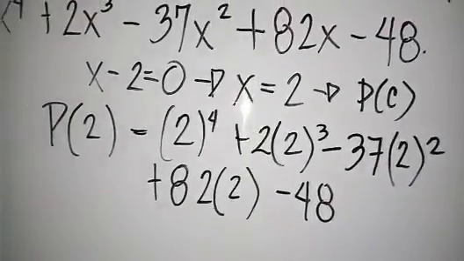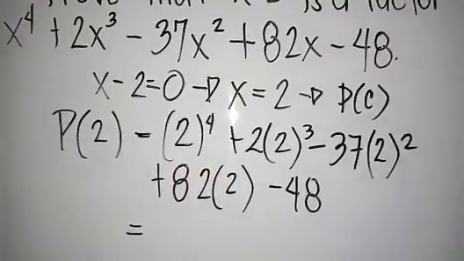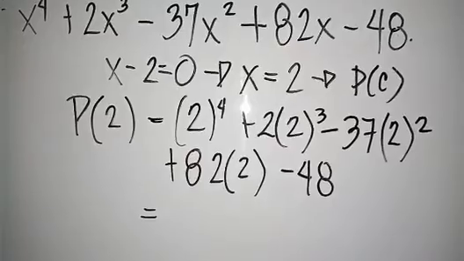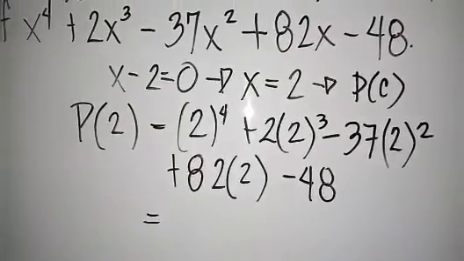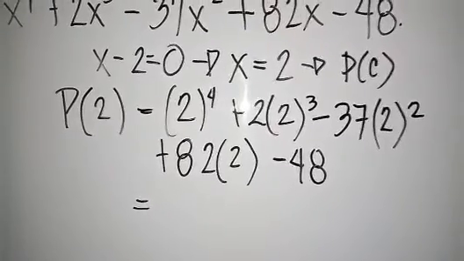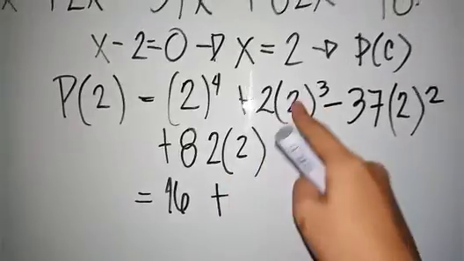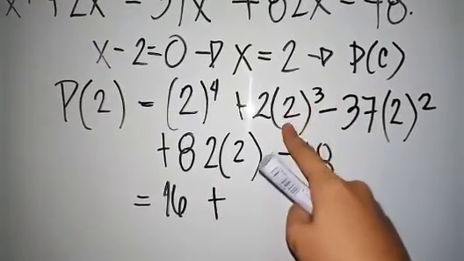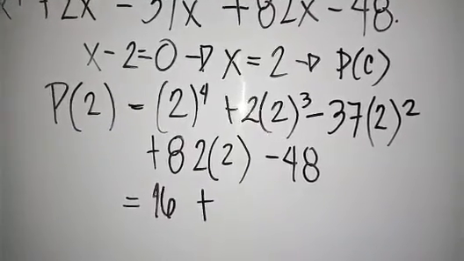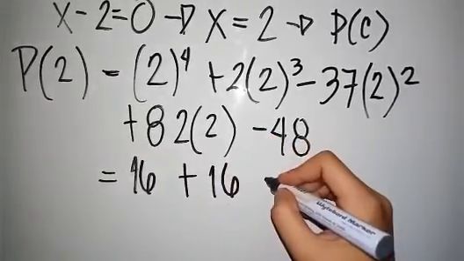Then after that, pwede na tayong mag-simplify. So we have now 2 raised to 4. Ibig sabihin nun ay 2 times 2 times 2 times 2. So 2 times 2 will give us 4. 4 times 2 will give us 8. Then 8 times 2 will give us 16. Then after that, dun muna tayo sa may exponent. So 2 cube will give us 8. Then 8 times 2 will give us 16 also.